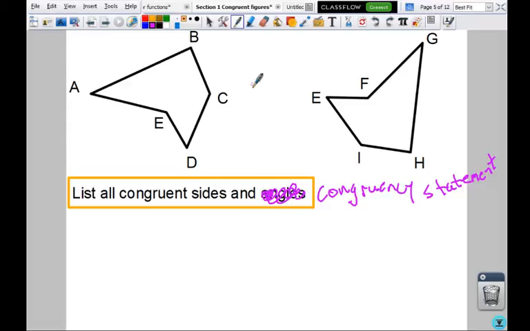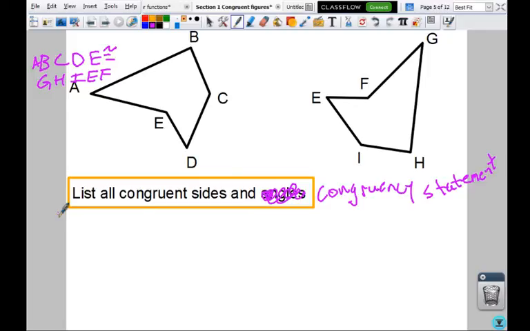Alright, let's get started. So, let's start with our congruency statement. I'm gonna write it up here where I got some space. To help me get started, Lark, what's your congruency statement? A, B, C, D, E is congruent to G, H, I, E, F. Alright, A, B, C, D, E, G, H, I, E, F. Looks good. Alright, that's my congruency statement.